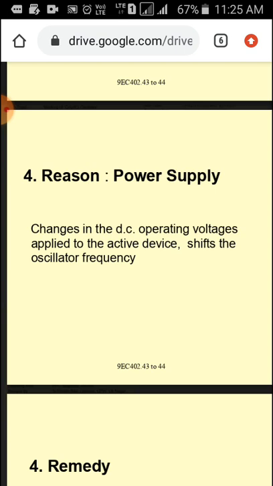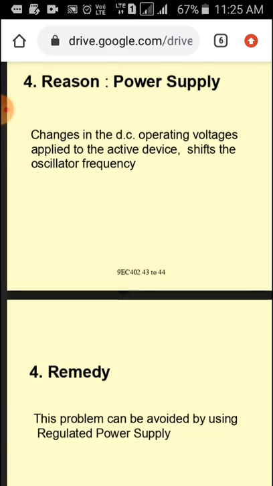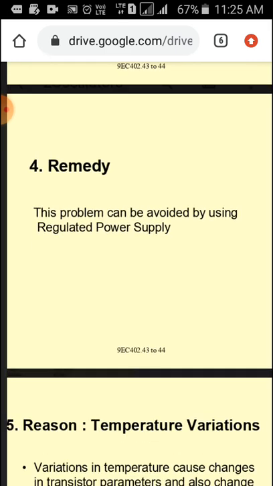Reason 4: power supply. Changes in the DC operating voltages applied to the active device shift the oscillator frequency. Fourth remedy: this problem can be avoided by using a regulated power supply.